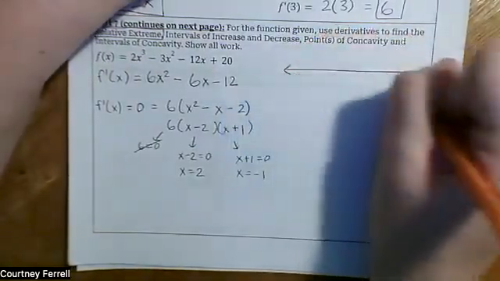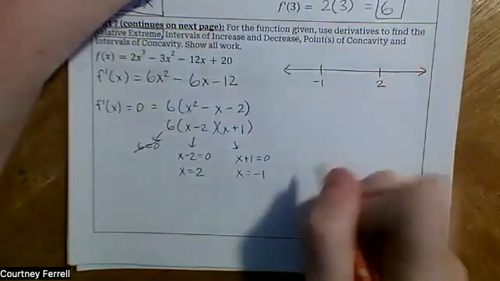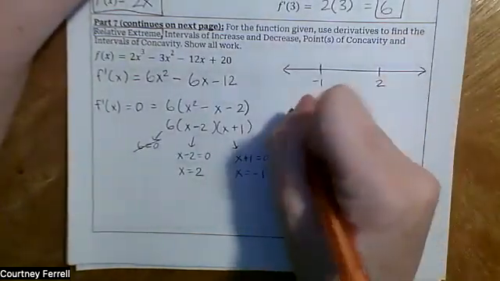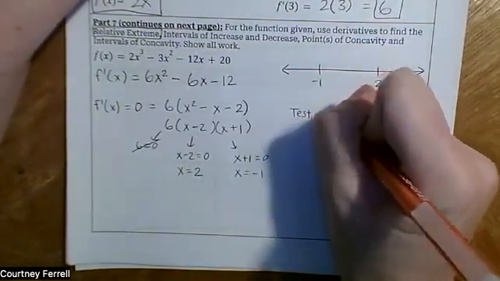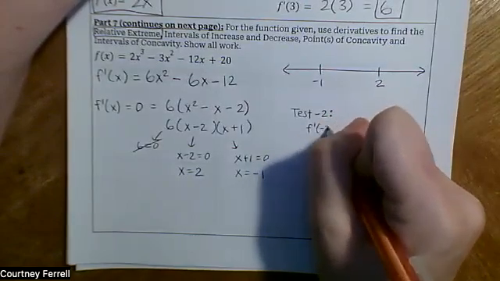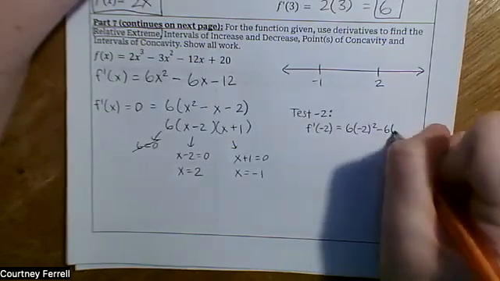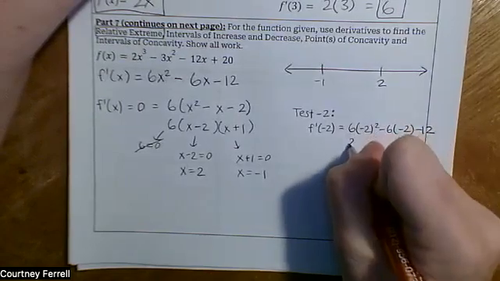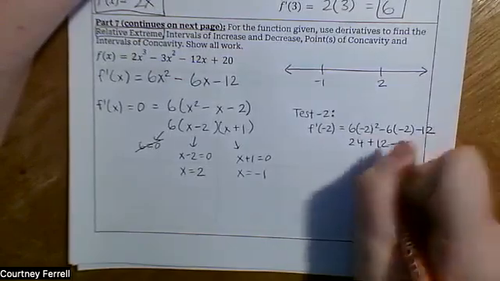So here's my number line. Here's negative 1, here's 2. I'm going to start testing some values to see if I get positive or negative numbers. So a number over here would be -2. If I plug -2 into the derivative, I'll have 6 times -2 squared minus 6 times -2 minus 12. Okay, so 6 times 4 is 24 plus 12 minus 12. I can already see it's positive.